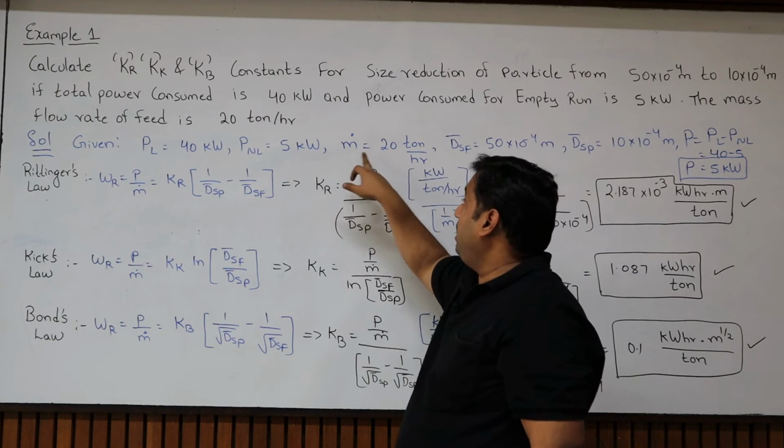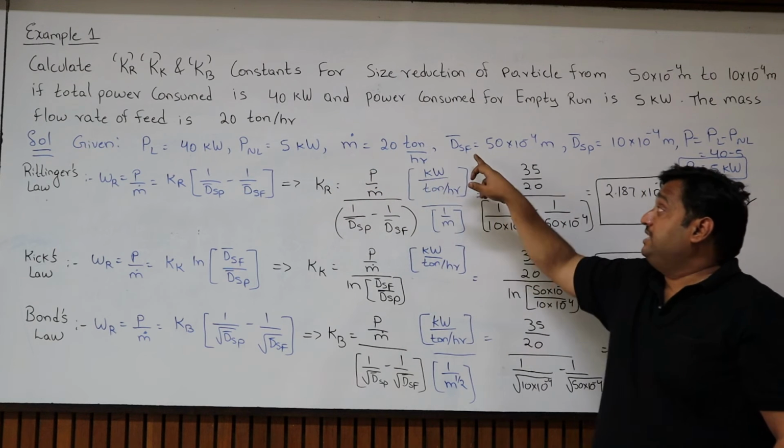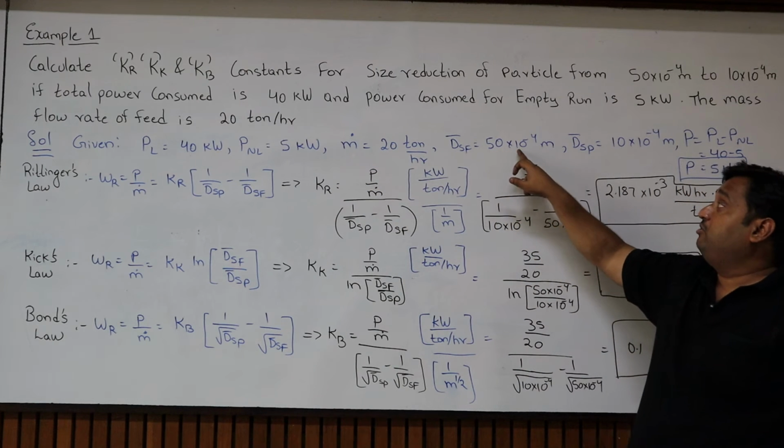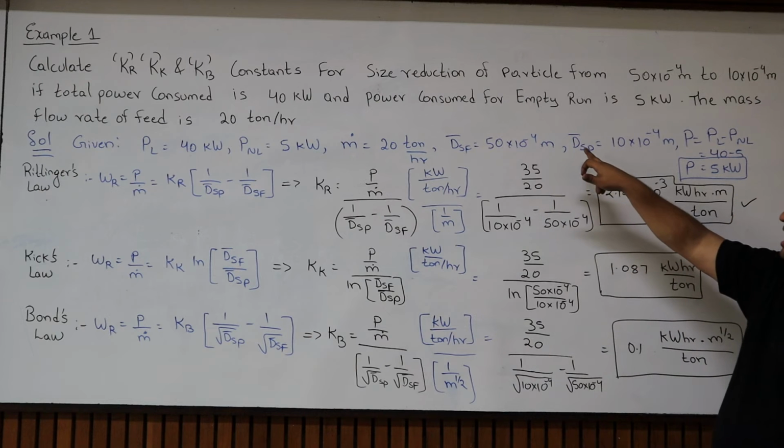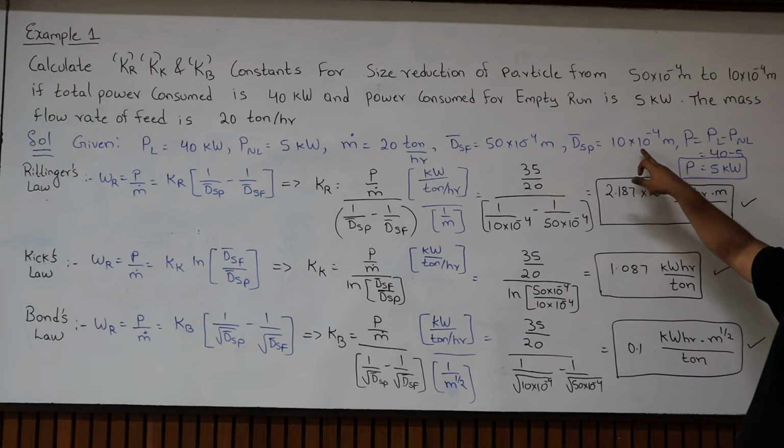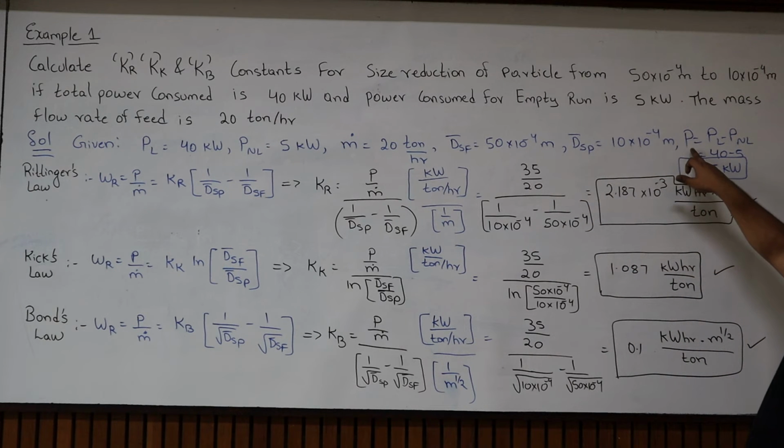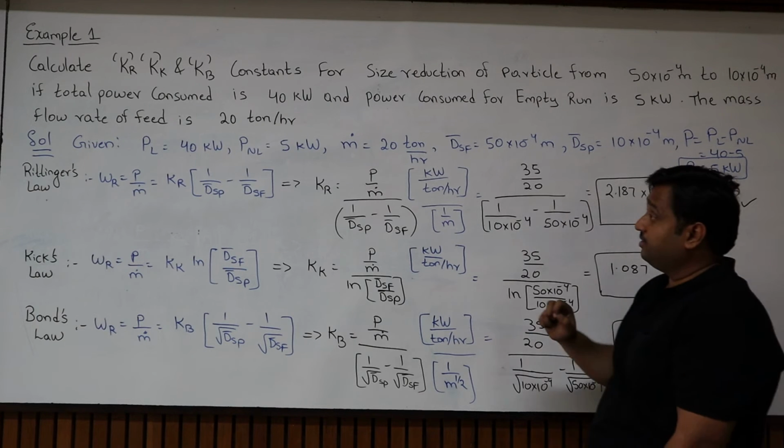And what is the mass flow rate? It is 20 tons per hour. What is the feed diameter? 50 into 10 power minus 4 meter. And the diameter of the product is 10 into 10 power minus 4 meter. And P is nothing but P load condition minus P no load condition. That is 40 minus 5, which is equal to 5 kilowatts.